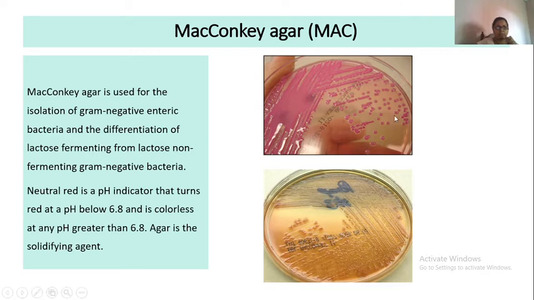If you can see this picture, both of these plates are MacConkey agar. But you see different types of colonies. The color of the colony here is pink and here it is pale. Now, why different colors? Definitely these are two different organisms, but on the same media, why is one showing pink color and one showing pale color?